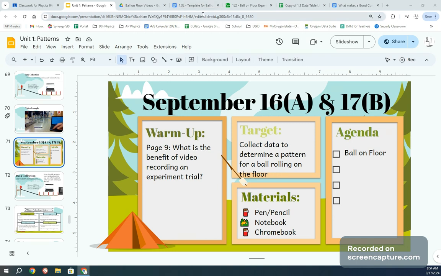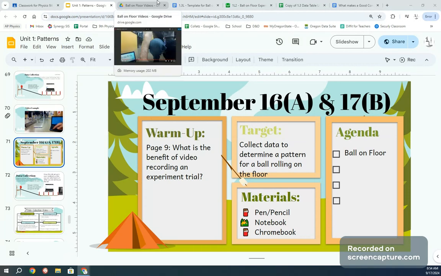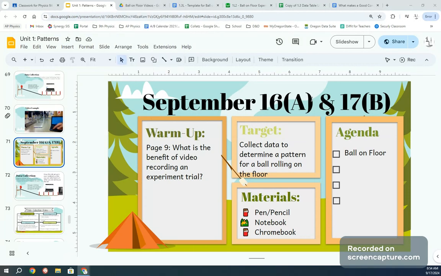So today we're going to be looking at finishing up our ball on floor lab that we had started setting up last time. So again, we'll take a look at all the things involved with that and walk you through how to finish this up.